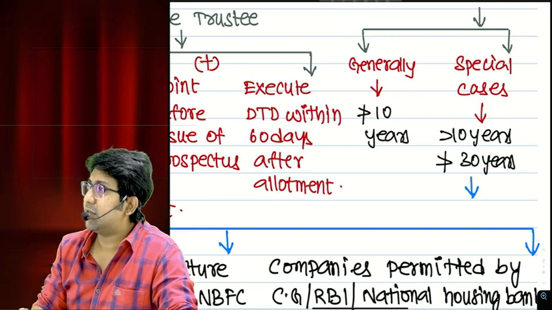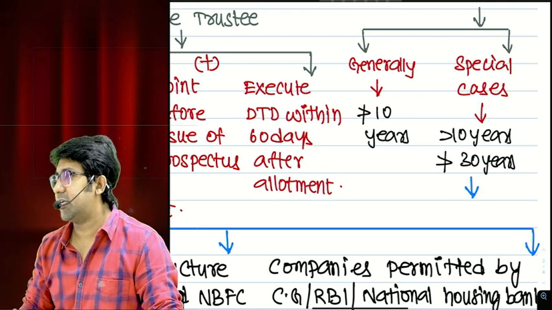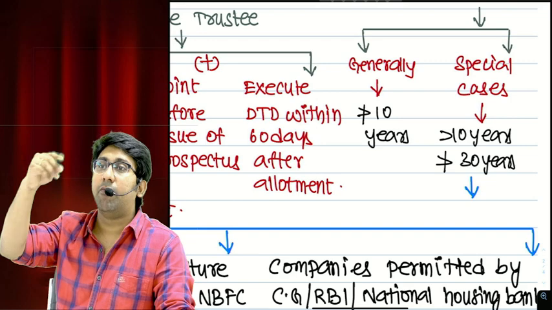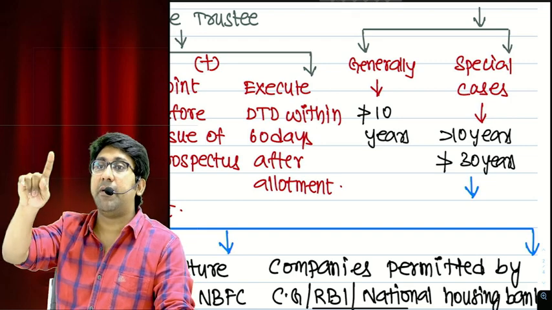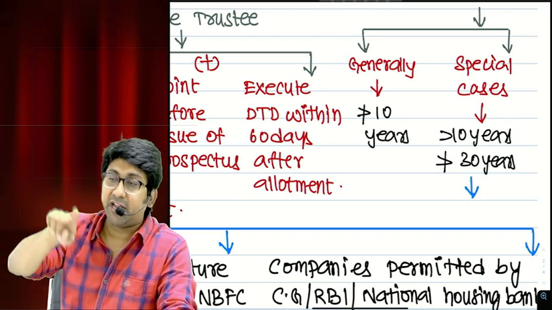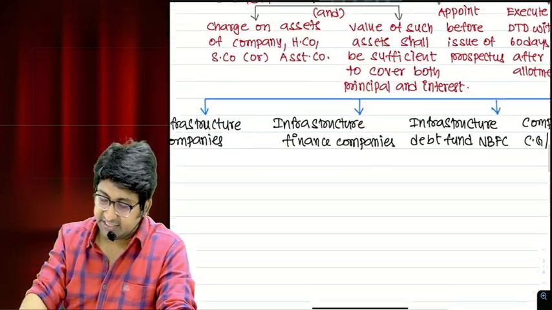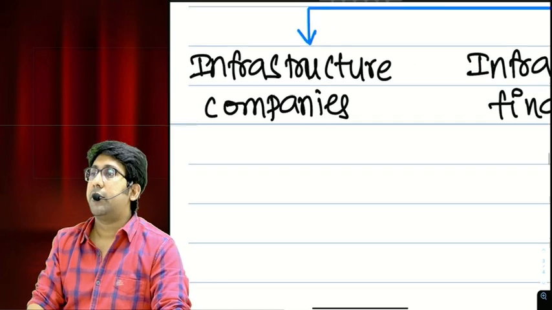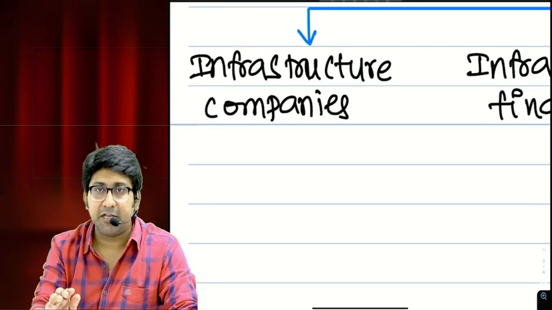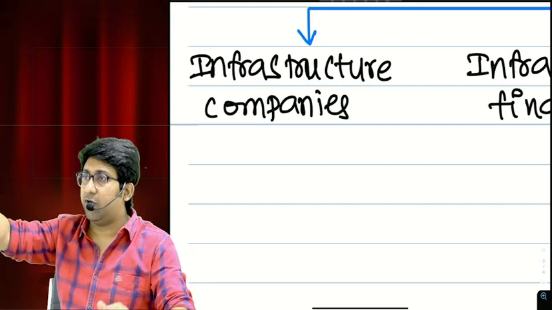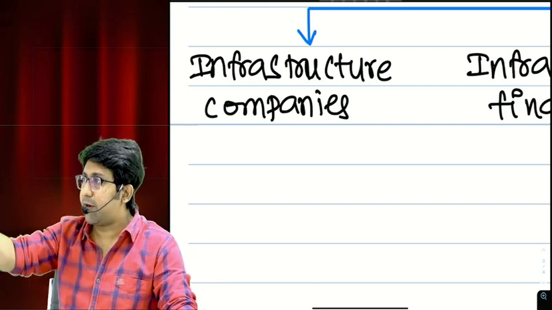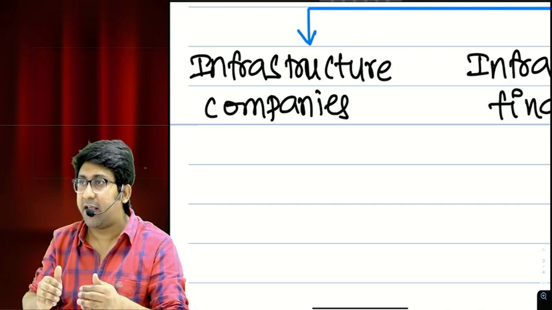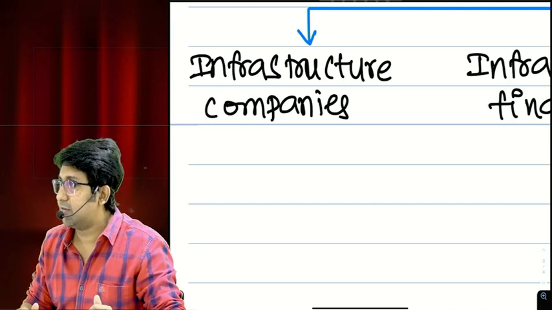Generally how many years? Not exceeding 10 years. But in how many cases can it be more? 4 cases. It can exceed in those cases. The 4 cases are easy to understand: 1, 2, 3, 4. First one, what? Infrastructure companies will have a huge capital outflow at the beginning, outlay, investment. But return will come back slowly. Therefore, they can't pay if they issue debentures for 10 to 12 years.